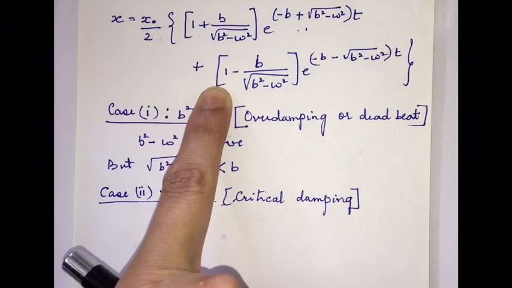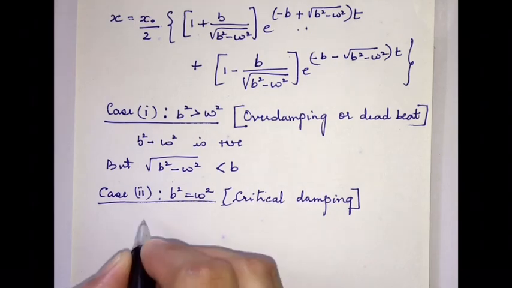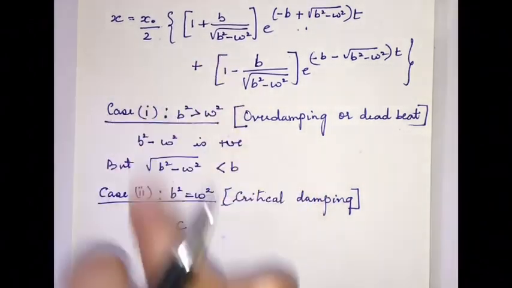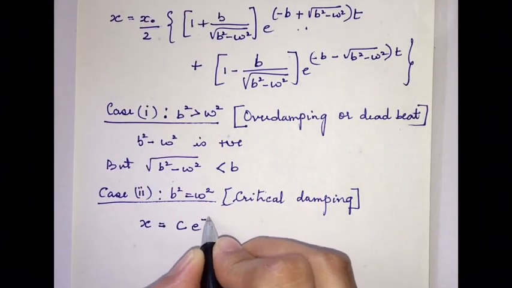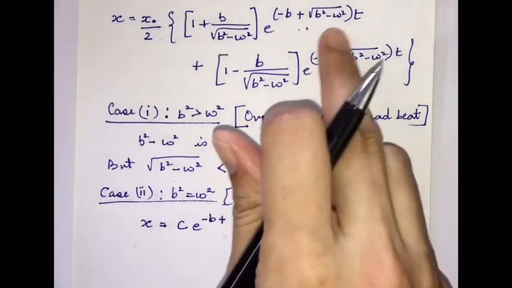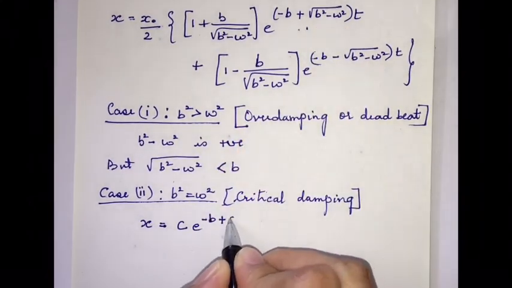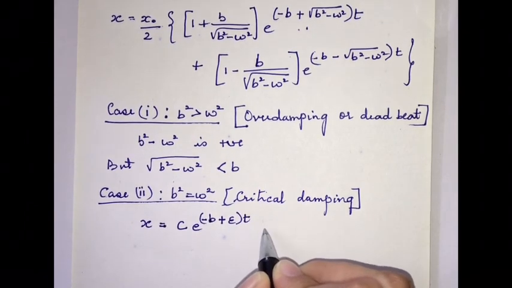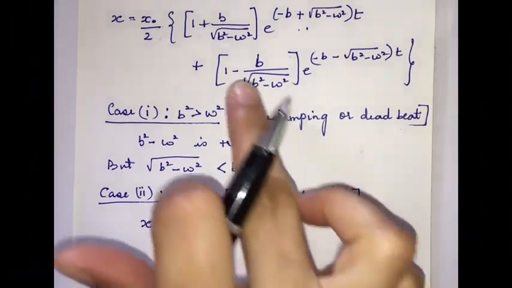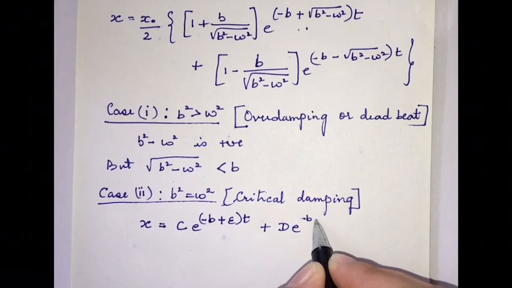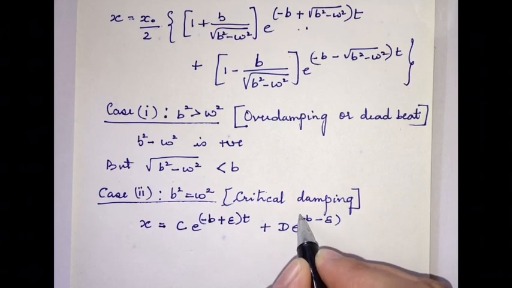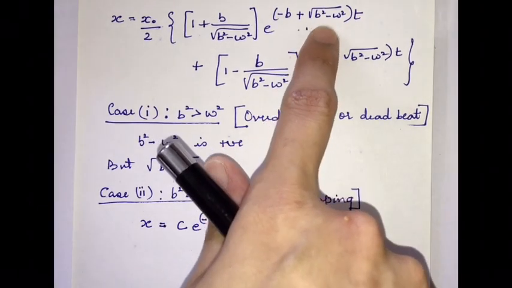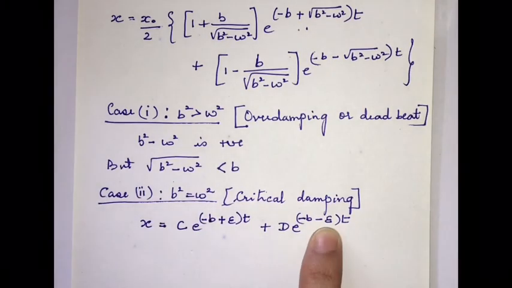Then this equation can be written as x is equal to c e power minus b plus a small value epsilon into t, plus d e power minus b minus a small value epsilon into t. Instead of taking b square equal to omega square, I have taken the square root of b square minus omega square as a very small quantity epsilon.